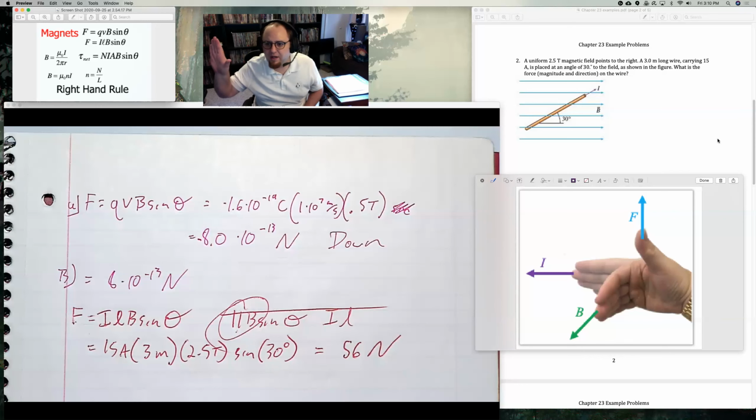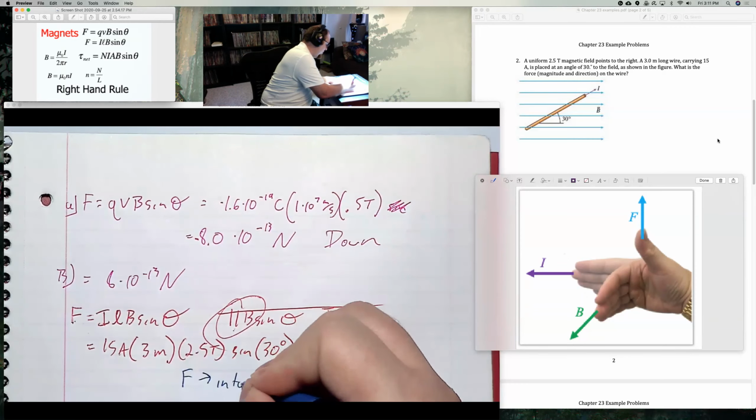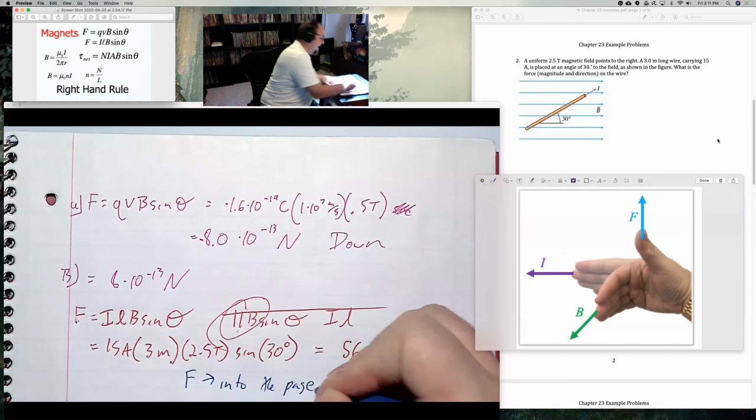Wait, is I that way? I, B. I've got to point in the back of myself. Sorry, that's into the page. I'm pointing my thumb into the page, but looking at the video of myself that's pointing at me, which confuses me. So if I go I, curl the fingers towards B, this is pointing at my screen. That's pointing into the page. So the force is into the page.